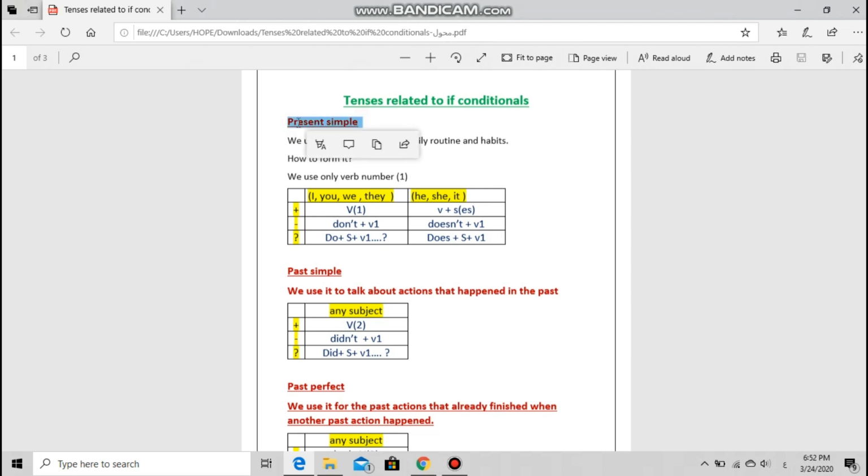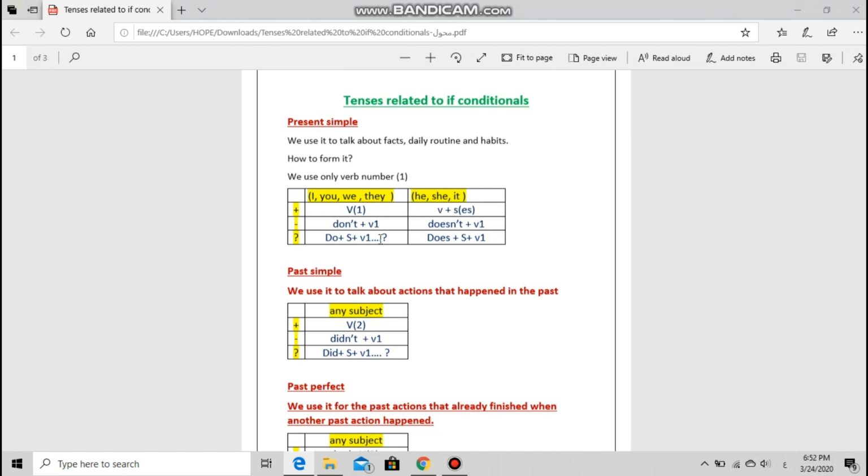We use the present simple, as we took it before, to talk about facts, daily routine, and habits. How to form the present simple? Present simple, it's only verb number one. If the subject is plural, as in I, you, we, they, we put only verb number one. And if the subject is singular, as in he, she, it, we add to the verb s or es.